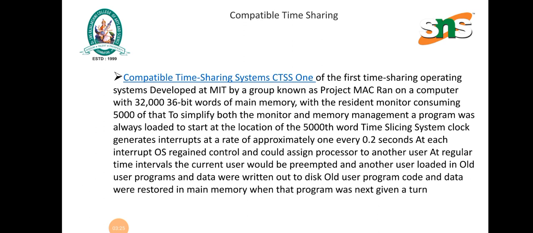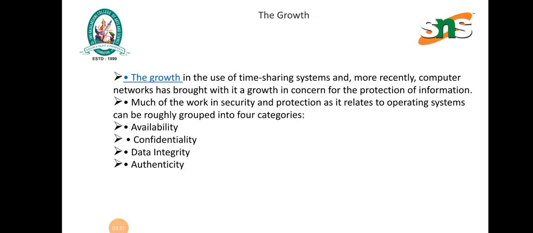32,000 36-bit words of main memory, with the monitor consuming 5,000 words to simplify memory management, and a 5,000-word user program. The system clock interrupts every 0.2 seconds to let the OS regain control. At regular time intervals the current user would be preempted and another user loaded; the old program and data are written to the disk, and later restored in the main memory when the program is next given a turn.